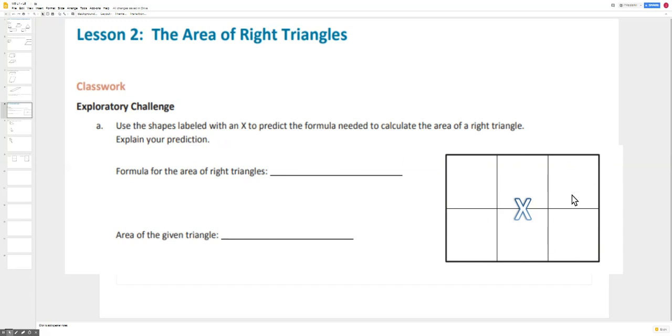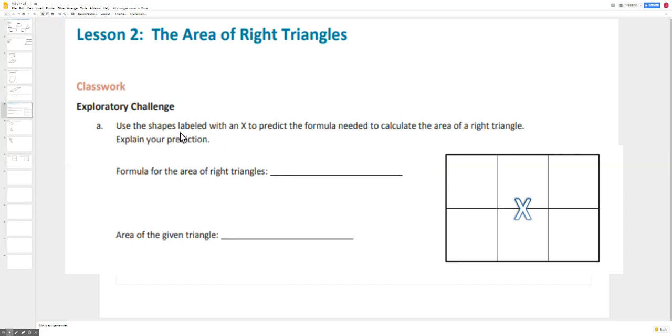Now you don't have this on your piece of paper, so you might want to pause the video and just go ahead and draw it in with the lines in between. You don't need the X here, but please draw the lines in between. So if you need to pause the video, otherwise let's go ahead and get started.